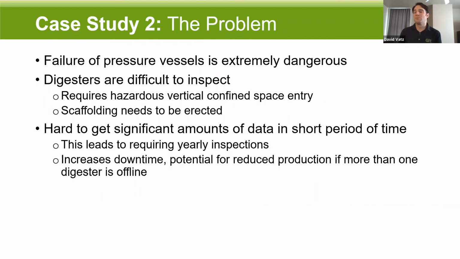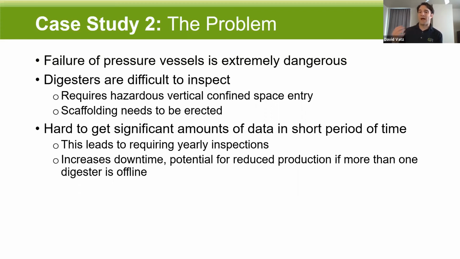The problem we were trying to solve for the mill is that the failure of pressure vessels like digesters is extremely dangerous. I don't know if any of you have seen, but there was an announcement today or yesterday of an explosion at a paper mill up in Maine on their digesters. So it really drives home that these are potentially very dangerous assets. And they also tend to be very difficult to inspect.